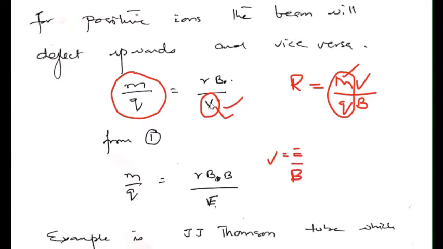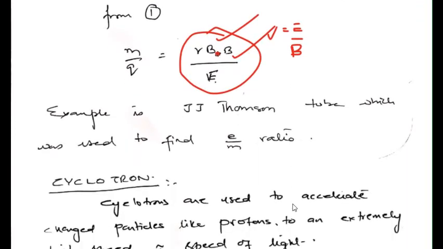So I can replace this v with E over B, and this is what I get to find the mass to charge ratio. This B naught is the magnetic field present within the chamber of the mass spectrometer, and this B is the magnetic field which we are using in the velocity selector. So this is the difference between these two B's.